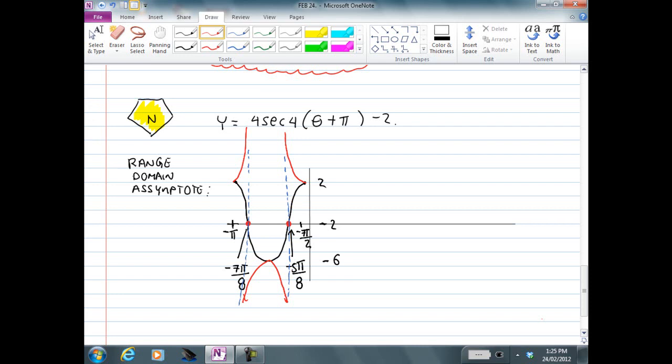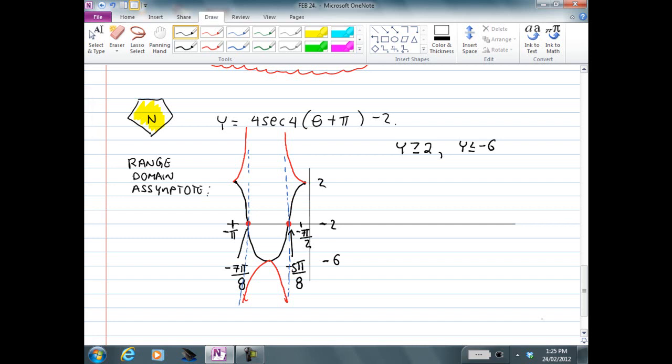Okay. So this is your range. Y, make sure you do this, please, is greater than 2. Y is less than or equal to negative 6. I need these two. One alone is not correct. Two is correct. So this is my range right here. My domain, you should always write.